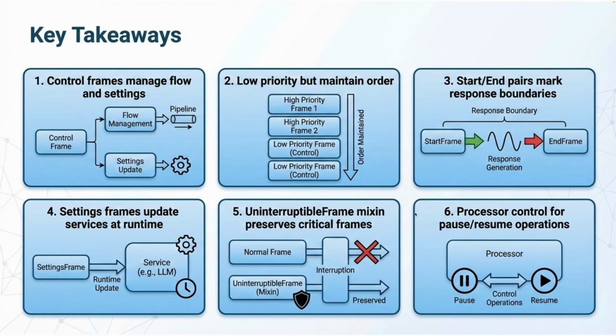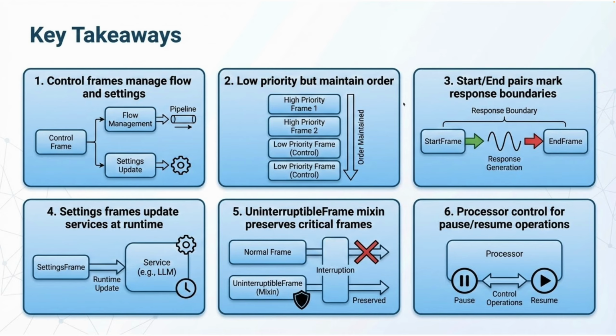So coming to the key takeaways, we have discussed different types of control frames, and control frames, as you can see, are mostly start and stop frames. The control frame manages the flow and settings, either updating the setting or managing the flow in the pipeline, what is starting, what is ending. So it signifies that. It is low priority but maintains order. It is lower priority than system frames, but it is maintained in order.